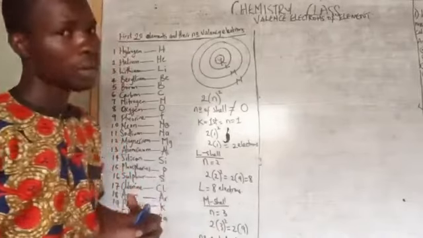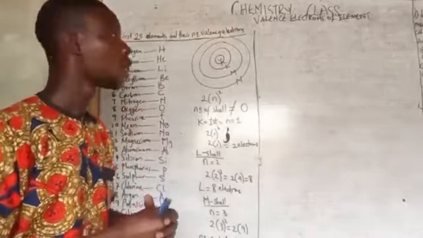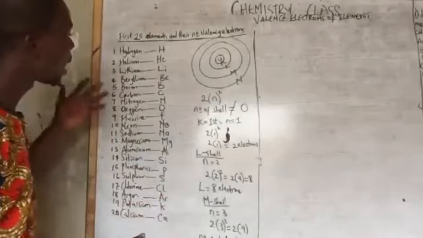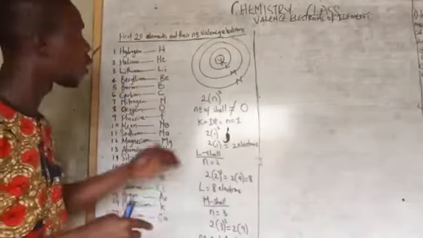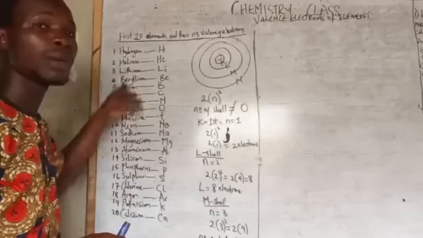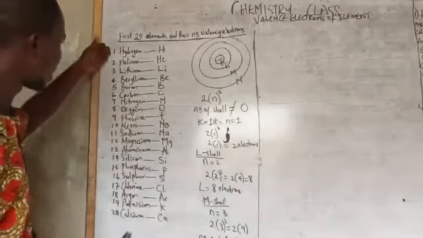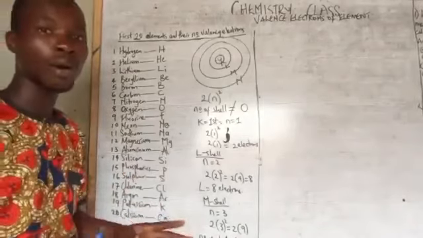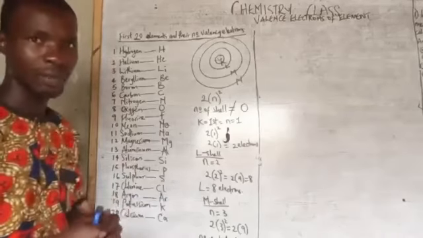So don't forget, we are still talking about the valence electron. Now let's figure out how many electrons will be present on the outermost shell of each of these elements that we have written. As we have already listed the numbers beside it, the numbers are indicating the number of electrons present in each of the elements.